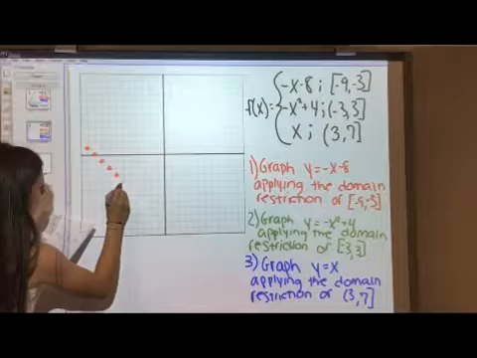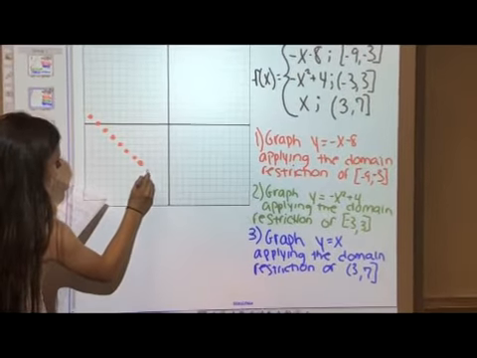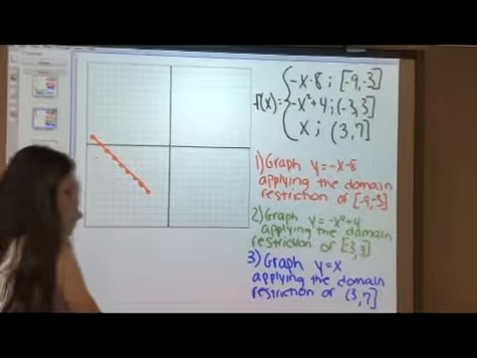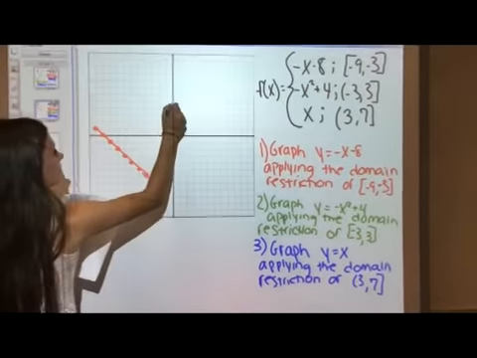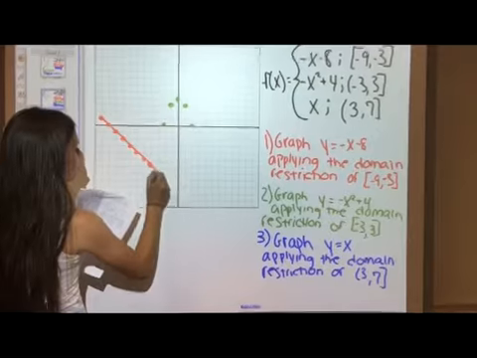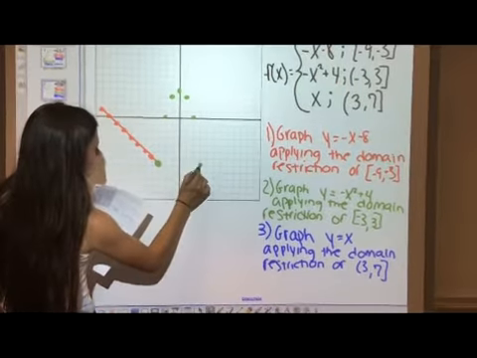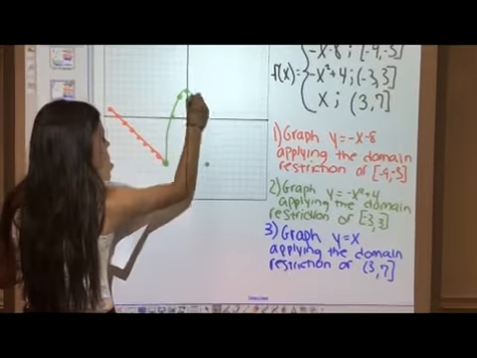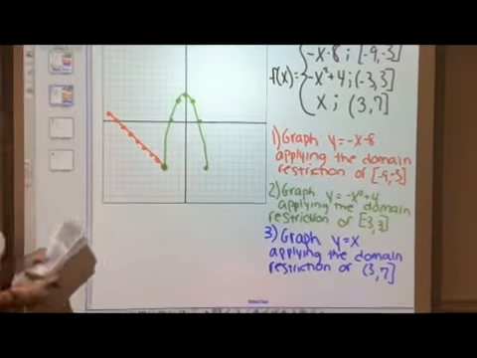The first function of f of x is negative x minus 8, with a domain restriction of negative 9 inclusive to negative 3 inclusive. The second expression is negative x squared plus 4, with a domain restriction of negative 3 exclusive to 3 inclusive. Notice the transformations with a reflection over the x-axis and a shift up 4 units. The last expression is 4, with a domain restriction of 3 exclusive and 7 inclusive. Graph all three functions.